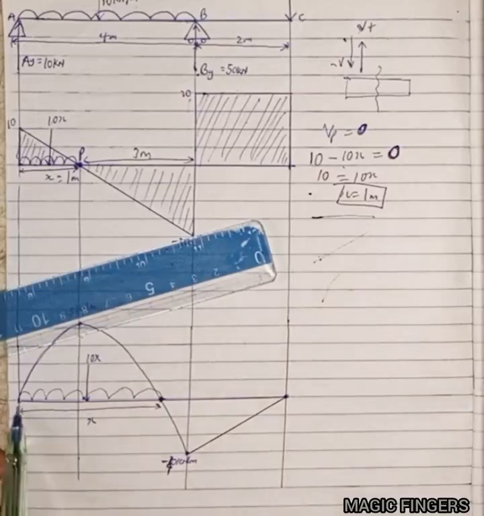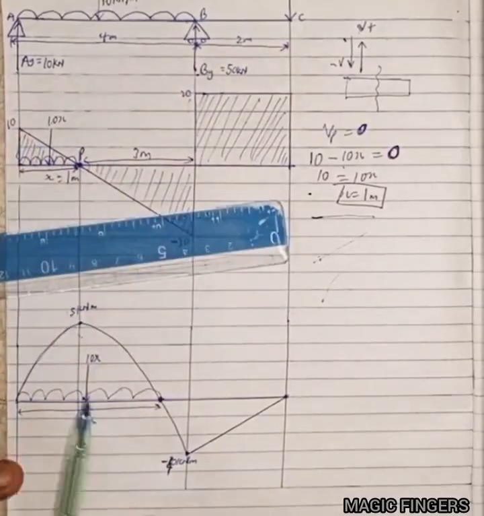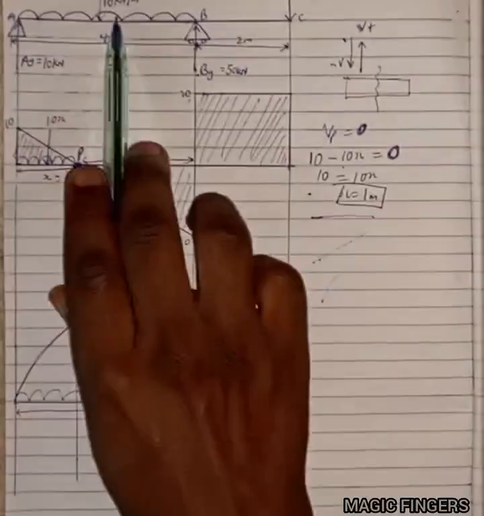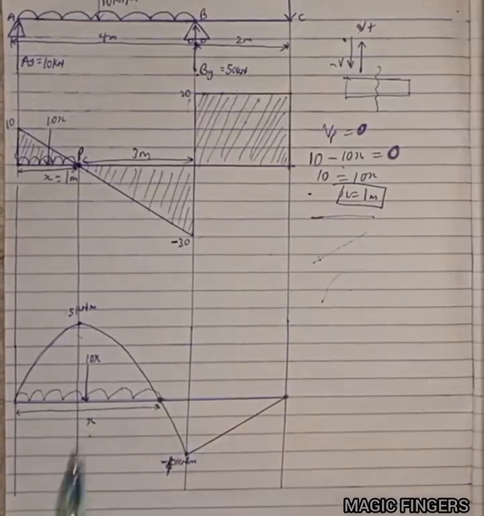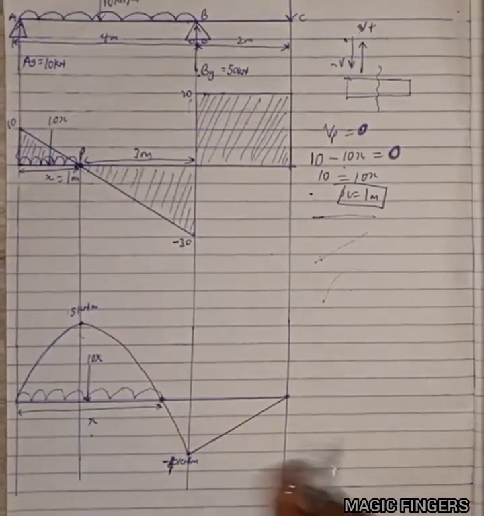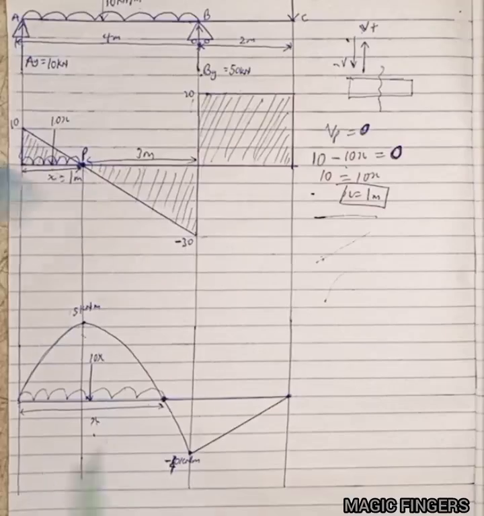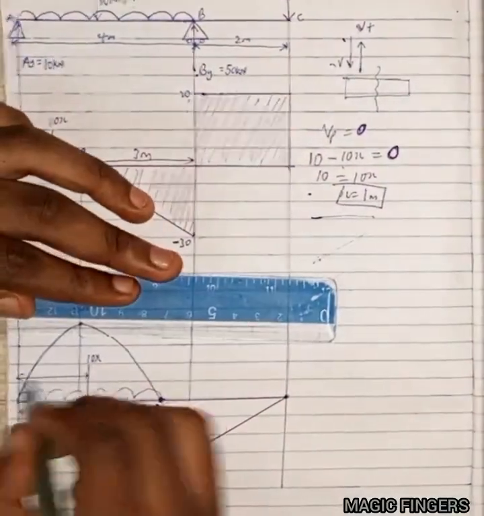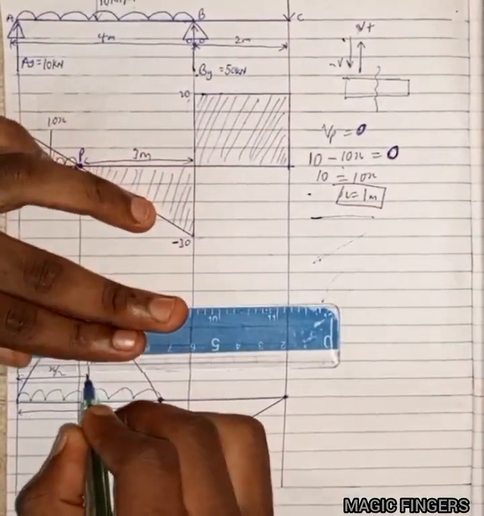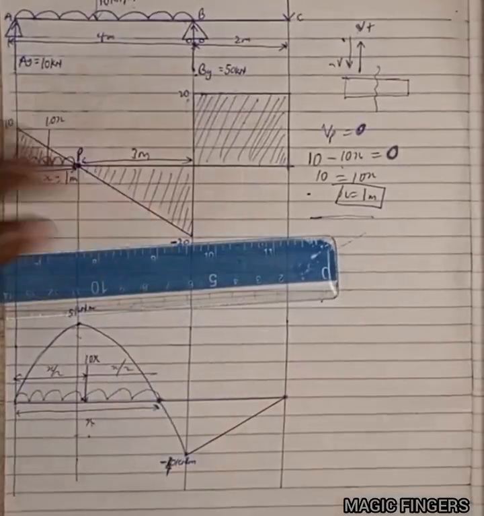Remember, this part from here to here is x. So after getting the UDL here, 10 kilonewton per meter times x will give me 10x. And that 10x will be placed at the centroid. If the whole length of this line is x, then half of this will be x over 2. And from here to here also will be x over 2, all together exactly.